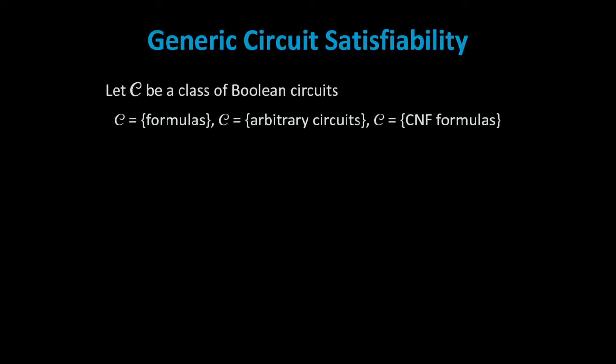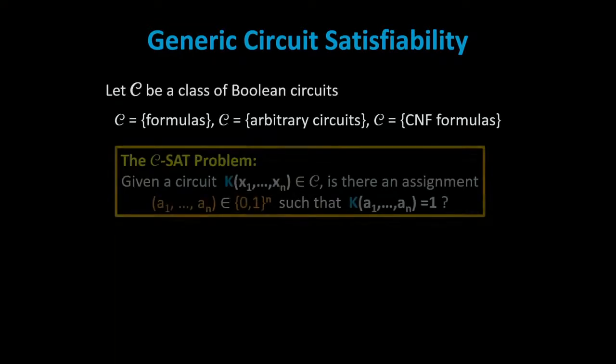Okay, so we'll talk about a generic circuit satisfiability problem. Let fancy C be a class of Boolean circuits. So C could be Boolean formulas, so circuits that look like trees when you write them out as a DAG. They could be just arbitrary circuits. They could be CNF formulas. They could be K-CNF formulas, in which case we'd have the K-SAT problem.